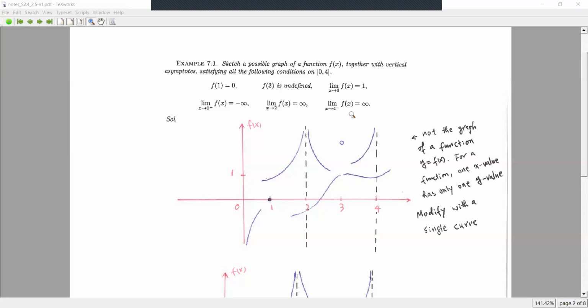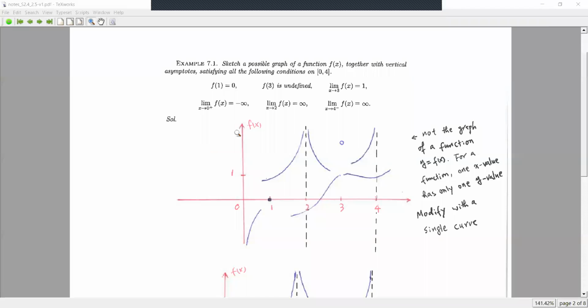Condition 6. As x approaches 4 from the left side, the function approaches positive infinity. Again, this is an infinite limit. As x approaches 4 from the left side, the graph goes up to infinity. This vertical line is a vertical asymptote.